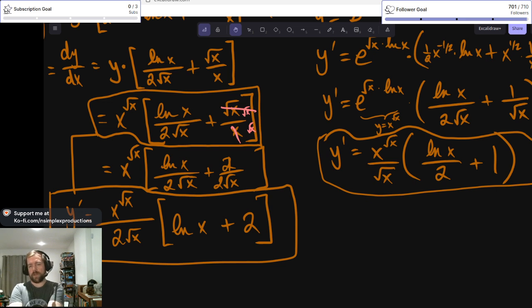So, the one on the left ended up taking out the root x in the denominator, but also a 2, which would make the stuff on the inside twice as big. So instead of a half natural log of x, it's just natural log of x. Plus 1 now doubles to 2 when you take out that half.